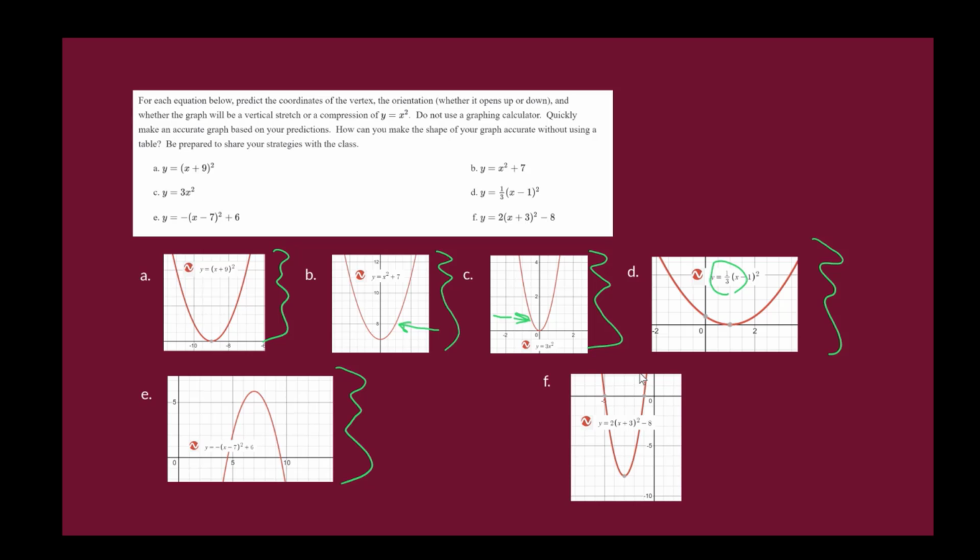Okay, F has lots of stuff going on. It does open up. Its vertex is at (-3, -8). It has a vertical stretch factor of 2. So those are all things that we verified on the last slide, but I wanted you to see graphs of them to make sure you got them correct. And that is all there is to this particular problem, although it seems like there's a lot.